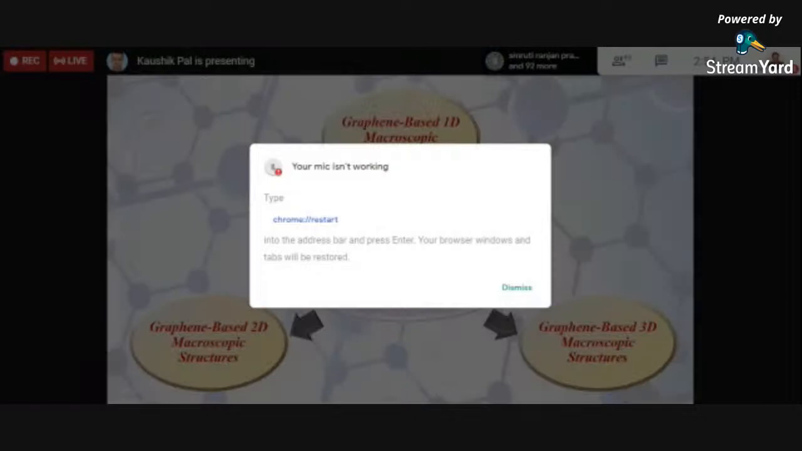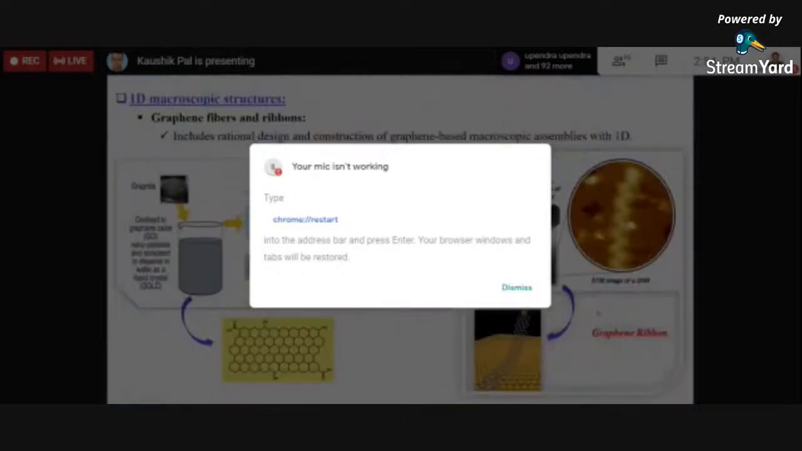Now, I am going to talk about the multidimensional assemblies of graphene: graphene-based 1D, 2D, and 3D macroscopic structures. When I'm talking about 1D macroscopic structures, graphene fibers and ribbons are the best examples of one-dimensional structures. It includes the rational design and construction of graphene-based macroscopic assemblies with 1D.